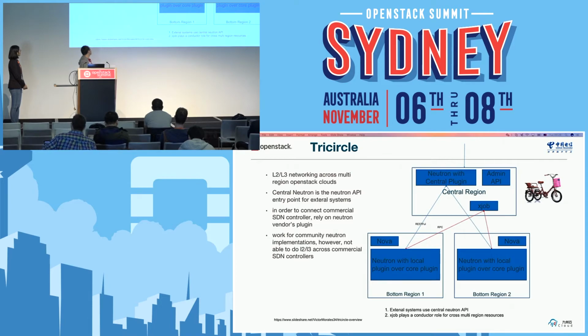2, layer 3 across the commercial SDN controllers. You know, the commercial SDN controllers are required for our China Telecom's big cloud requirements. So we cannot work on the Tricircle.